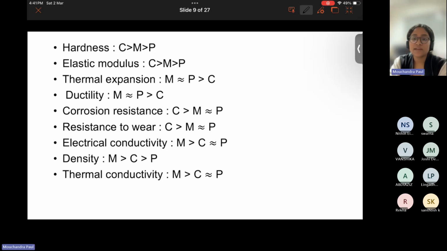But I'm asking, what is the physical significance of elastic modulus? Suppose here it is written ceramic has a higher elastic modulus than metals, and metal has a higher elastic modulus than polymers. So what does this mean? Ceramic will not go to deformation like plastic deformation. Okay, okay. Anyone?